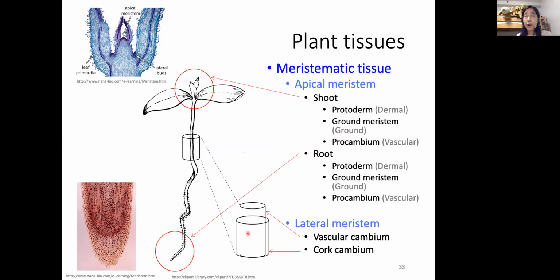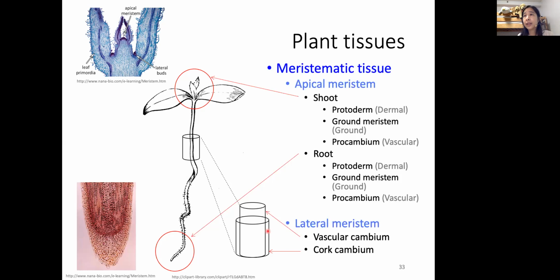And apart from the shoot and the root tips, we also have lateral meristem in dicotyledonous plants, or dicot plants, another type of plants. This kind of plant can grow thicker in diameter. They can get fat, so they need another type of meristem to produce new cells, and those types of cells are called lateral meristem.